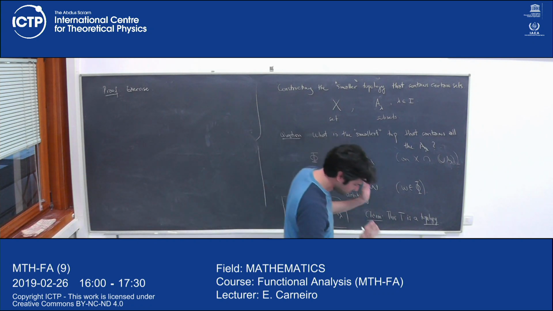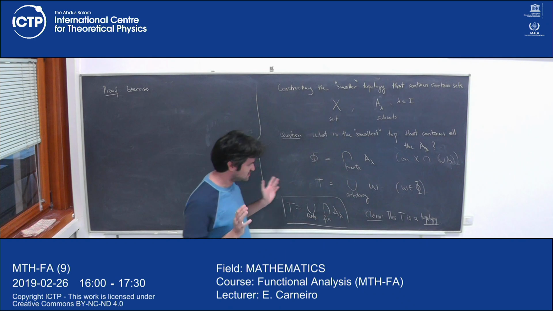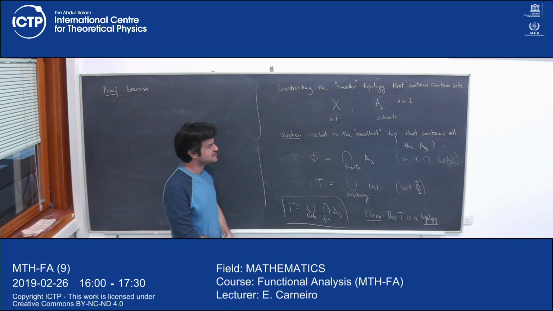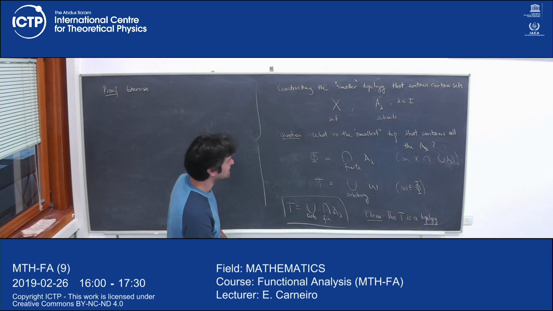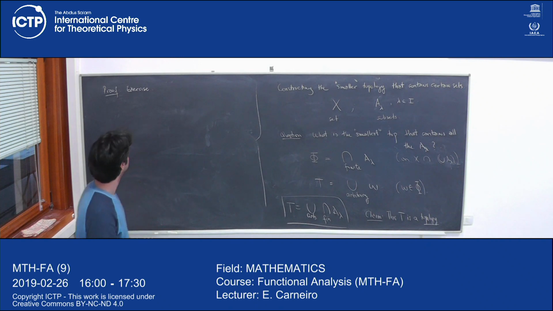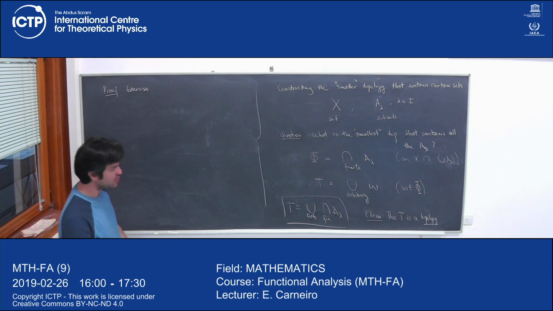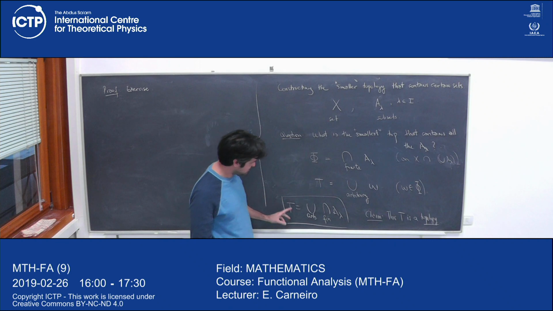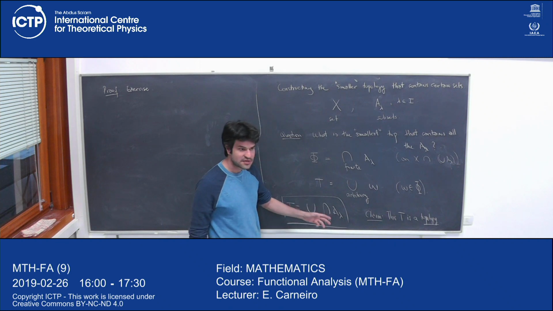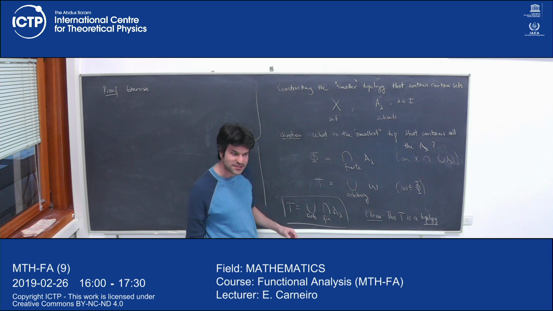But again, philosophical points, not completely important for our discussion. Yeah, so when I say that this is the smallest topology, that this set T that we made here is closed under these operations, arbitrary unions and finite intersections.